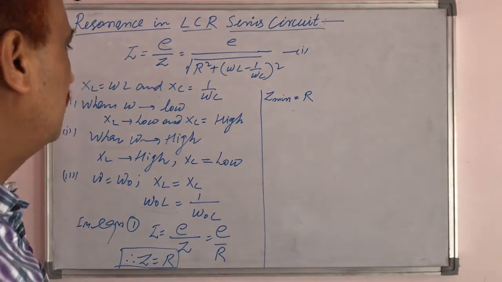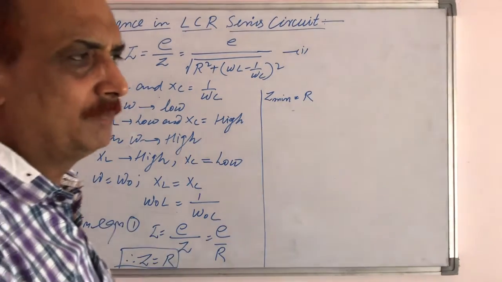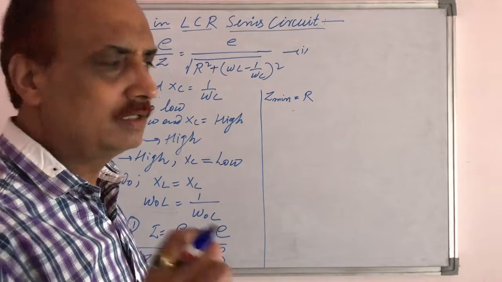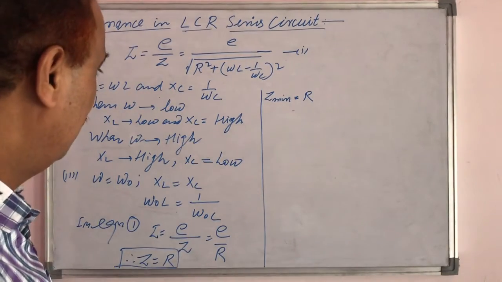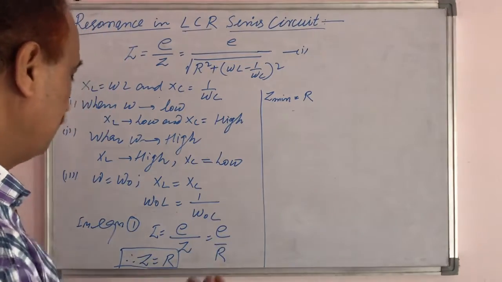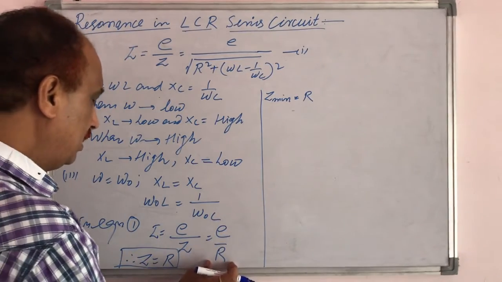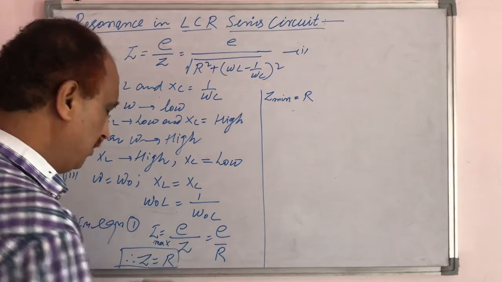It does not depend upon XL and XC, meaning it does not depend upon the inductive reactance and capacitive reactance of the LCR series circuit. So in that situation, the current will be maximum because only the minimum resistance is acting. So maximum current will be flowing.